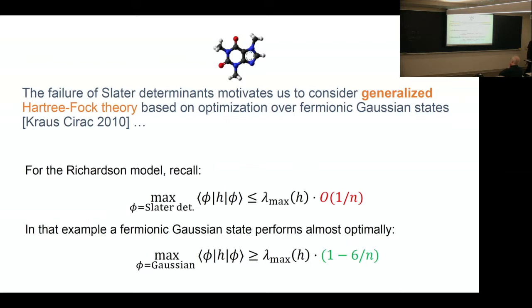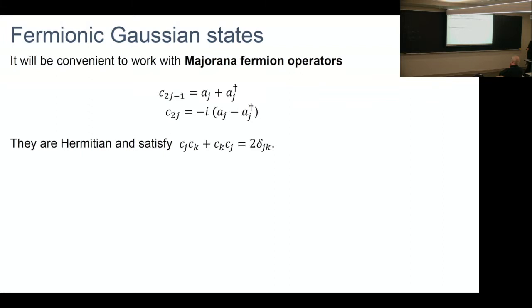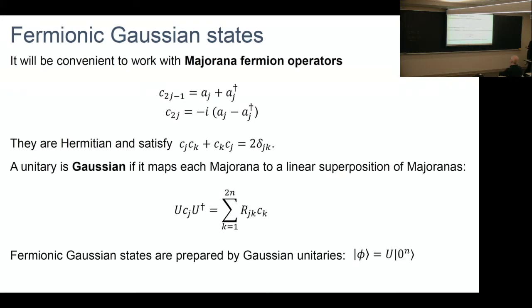So let me mention what these states are. We have our fermionic creation and annihilation operators. It's going to be convenient, and make all of our formulas simpler, if we work with Majorana fermion operators, which you can think of as the real and imaginary parts of these fermionic creation and annihilation operators. When we do this transformation, this is just a new set of operators. There are 2n of these operators. They're Hermitian, and they satisfy the anti-commutation relations of the Clifford algebra. So we're going to write our Hamiltonian in terms of these Majorana operators.